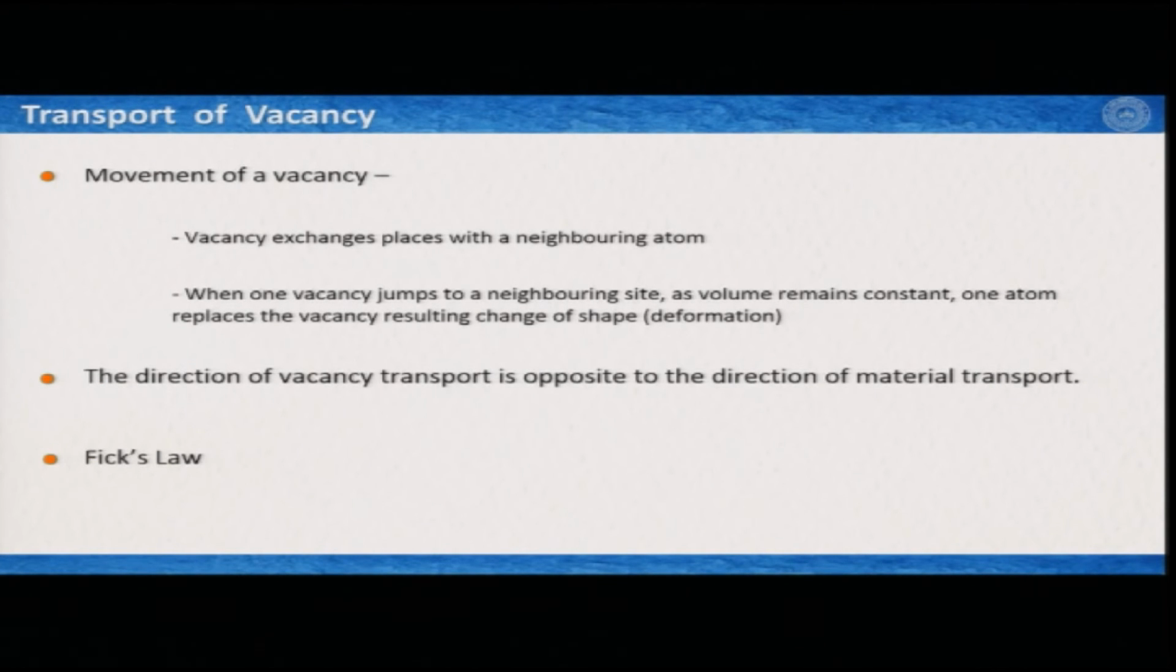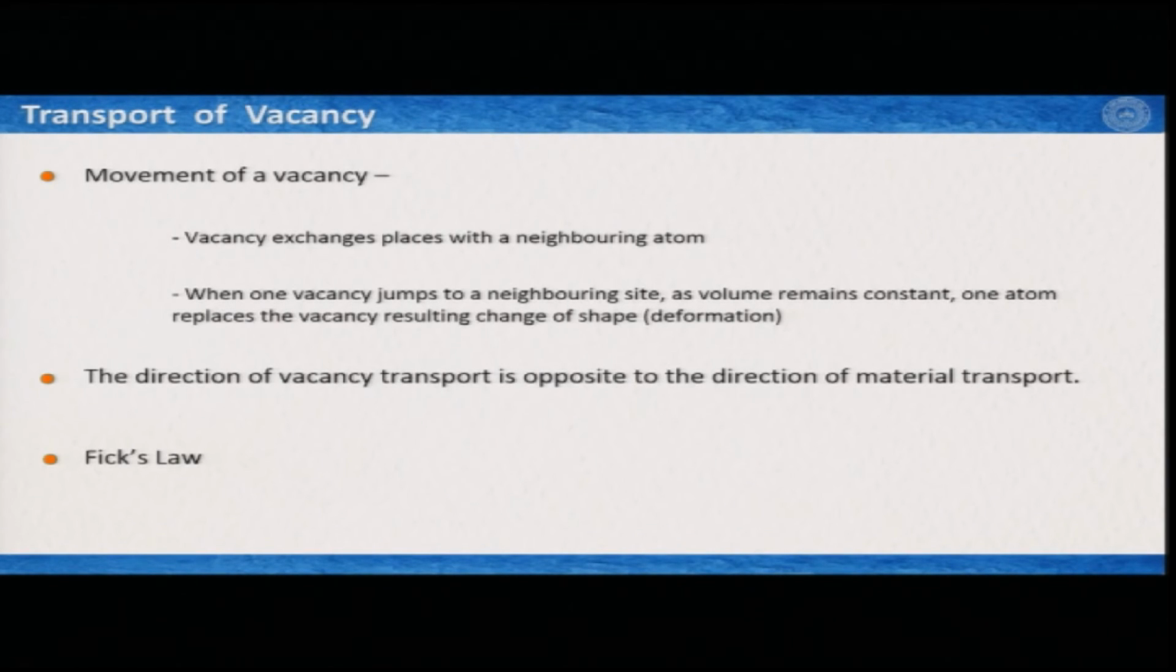Now, transport of the vacancies. We know that the vacancy exchanges places with the neighboring atom, we learnt about it, and when one vacancy jumps to a neighboring site, the volume does not change, the density remains constant. So, one atom replaces the vacancy, resulting in the change of shape, and therefore we achieve the deformation. We talked about it many times. The direction of vacancy transport is opposite to the direction of the material transport, this we also have learnt.